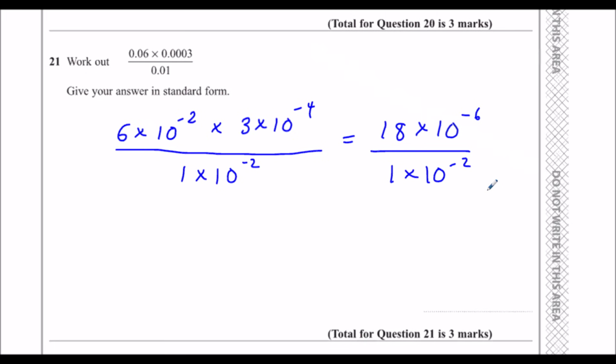And now we're going to divide. So 18 divided by 1 is 18. And 10 to the power of negative 6 divided by 10 to the power of negative 2. We're subtracting the indices. So it's negative 6, take away negative 2. And when we have a minus minus, we actually add. So it's negative 6 plus 2, which is negative 4.